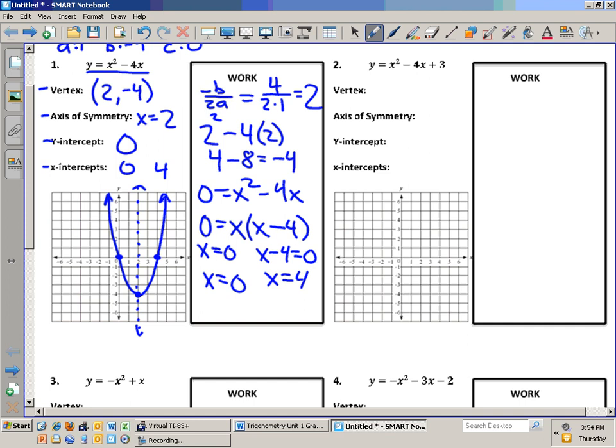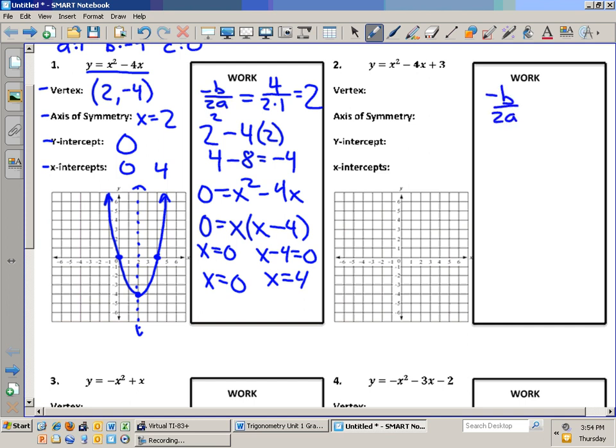So problem 1 does a really good job of summarizing what we're learning today. Finding the vertex, finding the axis of symmetry, y-intercept, x-intercepts, and then graphing it. So this should tie together your learning from the previous test as well as what we did yesterday. Let's try another one.